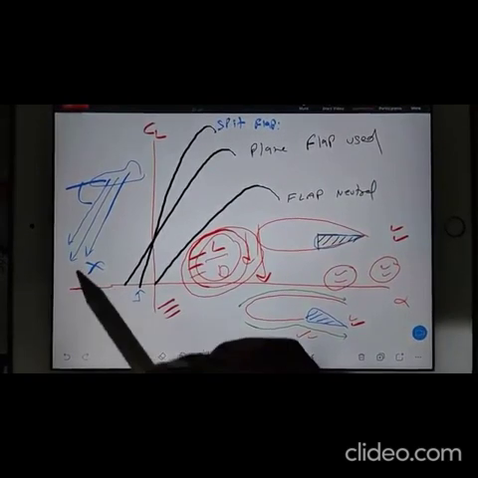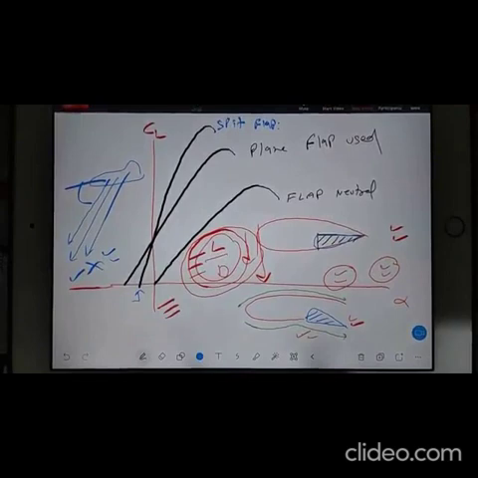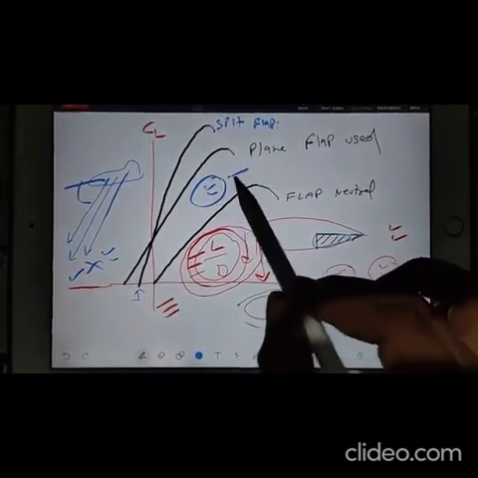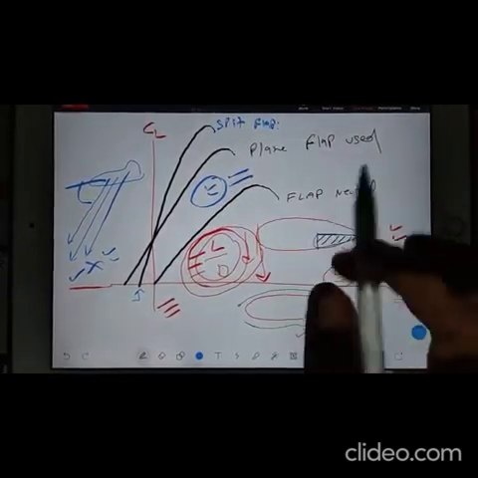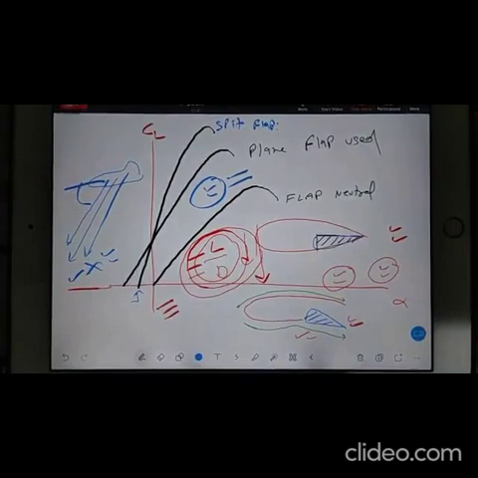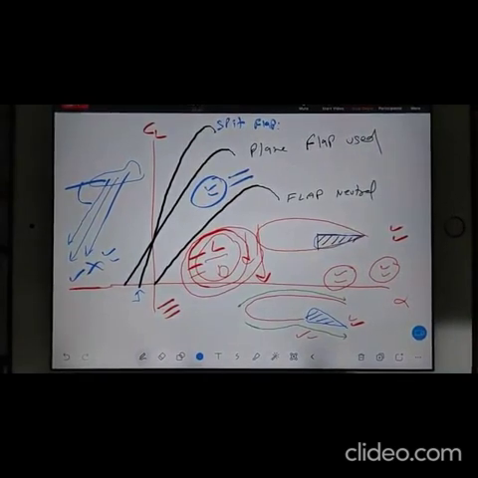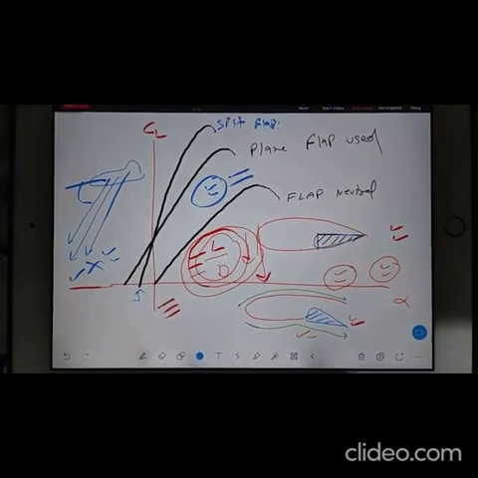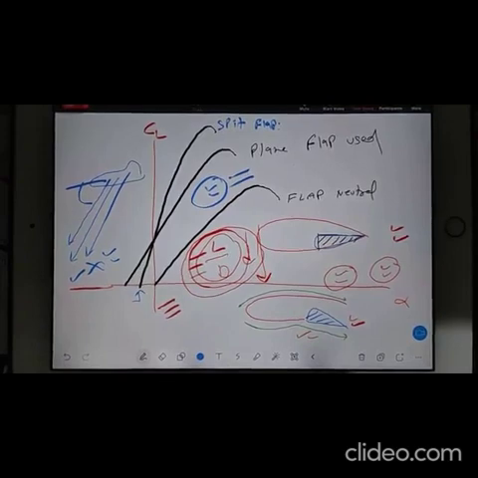So these kinds of advantages and disadvantages are there. You can read them and you will get enough idea. And if you get any doubt about any advantage or disadvantage, we will discuss it separately. Okay, plain flap over and split flap over. Then we have to discuss what is slotted flap.